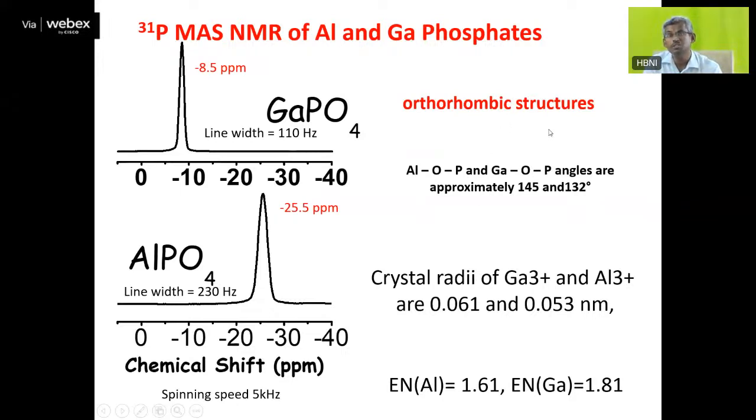Both have orthorhombic structures. So the crystallography is also the same. The structure is same, the near neighbors are same, only the next near neighbors are different. But you see, there is a drastic difference in the chemical shift value.